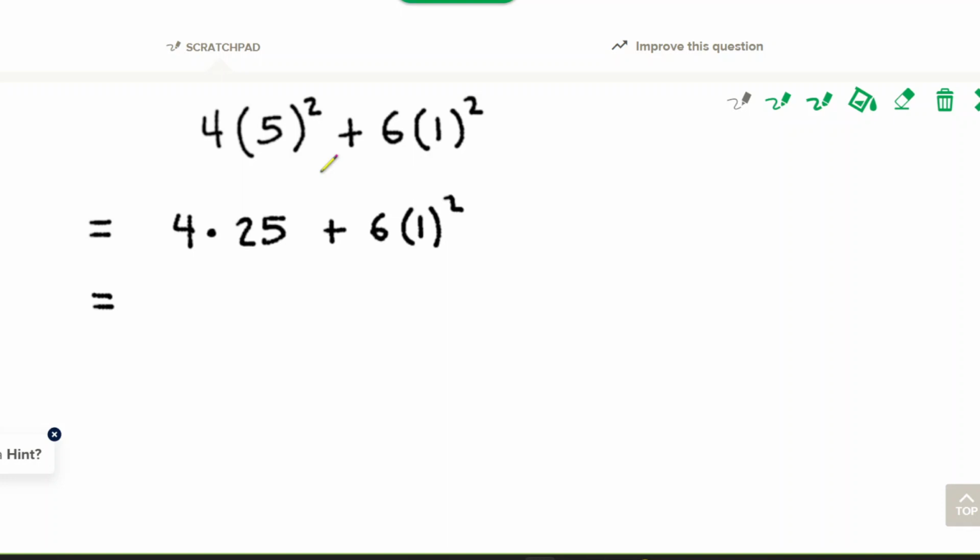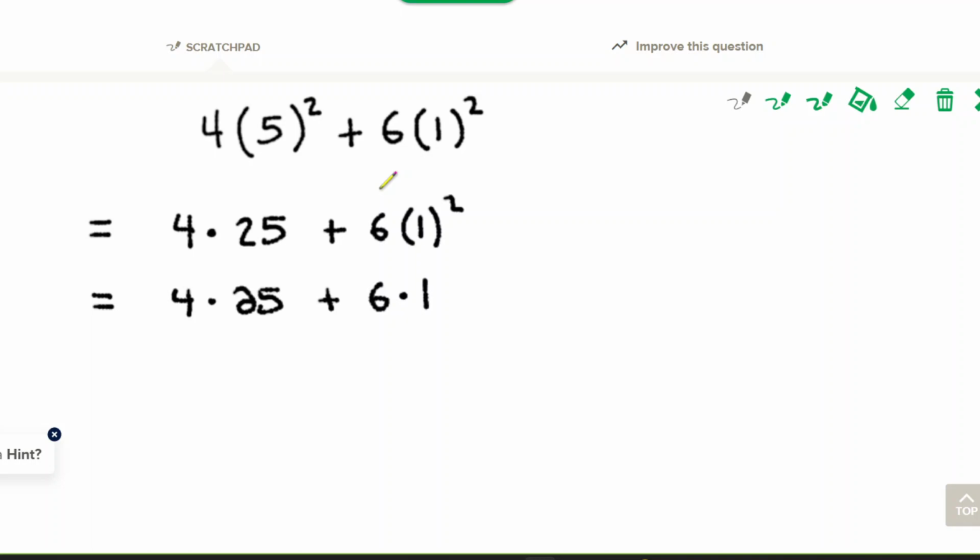So now I'm going to do the 1 to the second power, right? Here we have 1 to the second power, 1 squared. And that's just 1 times 1, which is 1. So another exponent, we have 4 times 25 plus, and then 6 times, and then 1 squared is 1.